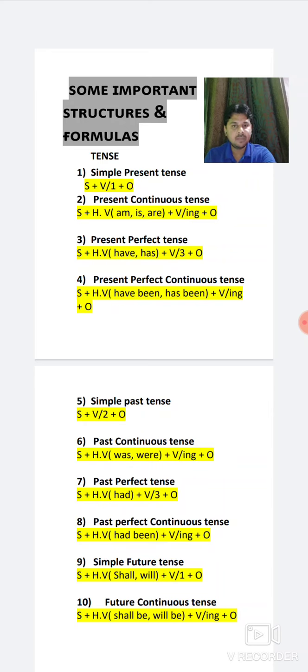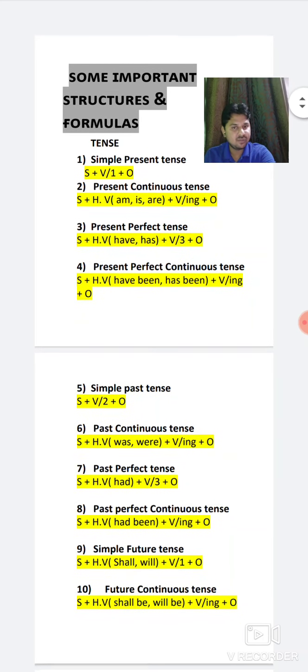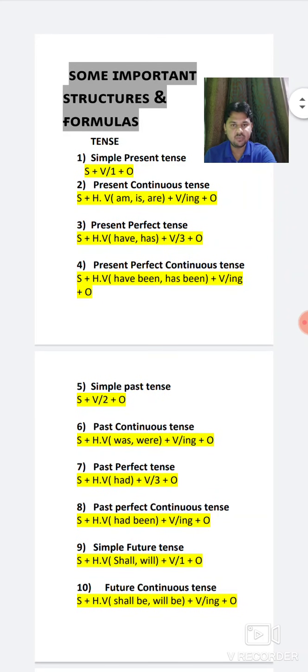Third one, present perfect tense. Here also one trick is there. Perfect means verb third form will come. So look at that: present perfect tense, subject plus helping verb have or has. After using have or has, verb third form, known as the past participle of the verb, and at the last the object will come.